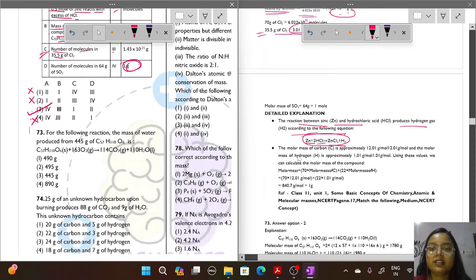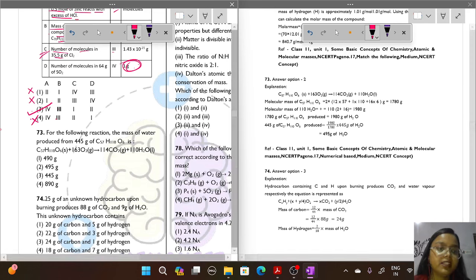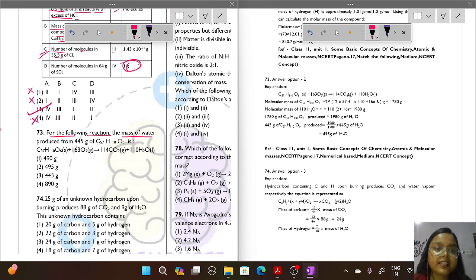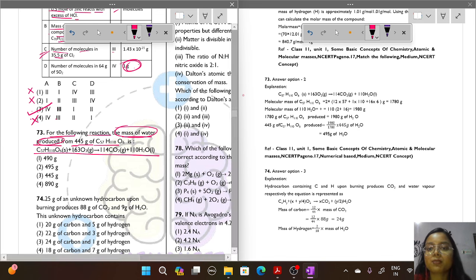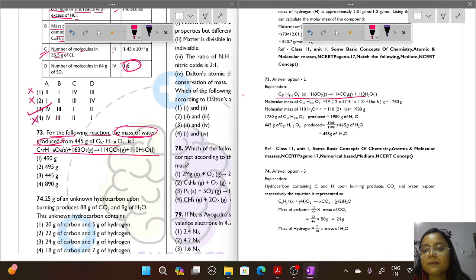Question number 73. For the following reaction, the mass of water produced from 445 gram of C57H110O6 is asked. This is the reaction given and we have to find out the mass of water produced. How can we calculate it? This is the equation. The molecular mass we have to find out, which comes out to be 1780 gram. Next, the molecular mass of 110H2O we have to find out, which is 1980 gram.